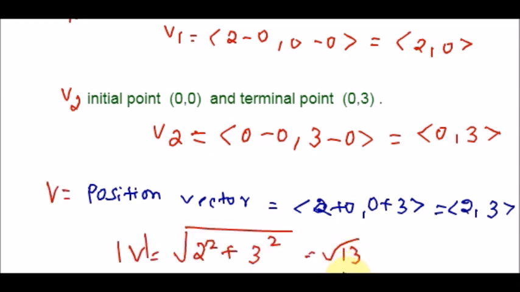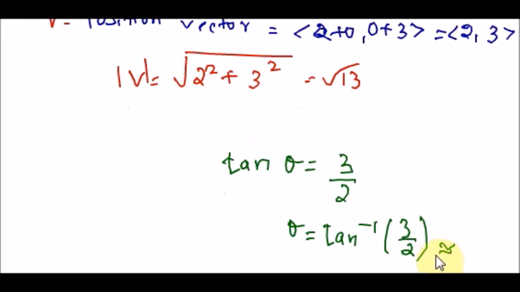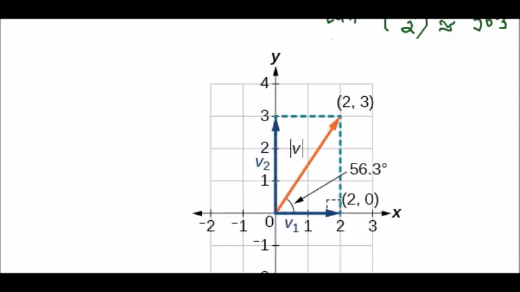Now we have got the position vector and magnitude, and now we are going to find the direction. For direction we use the tan formula. Generally we use b over a. Here we have two components, v2 and v1. So I'm going to use v2 over v1 and take the tan inverse. This would be equal to 56.3 degrees. Here is the geometric view of what we found: the position vector, magnitude and direction. The magnitude of the vector v is square root of 13 and the direction is 56.3 degrees from the horizontal.